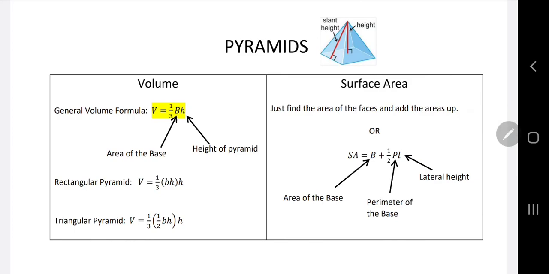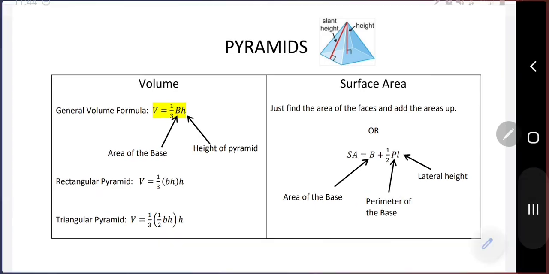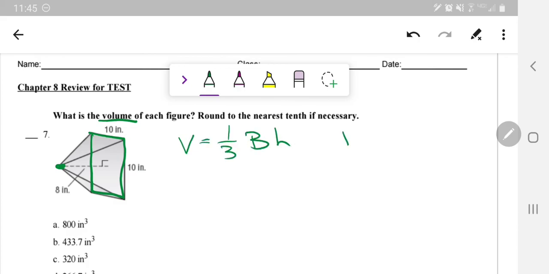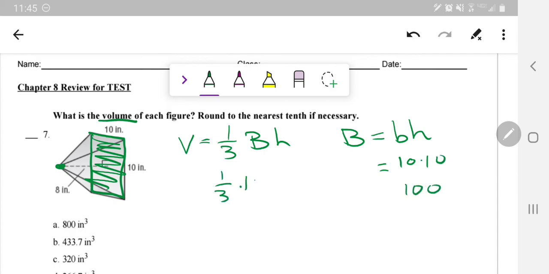All right, so now we have to use the volume formula. Volume equals 1/3 big BH. Big B being the area of the base. So volume equals 1/3 big BH. We'll calculate big B over here. The base being a rectangle, we'll use the formula for a rectangle. That's going to be 10 times 10, which is 100. The area of that base is 100, so we have 1/3 times 100.